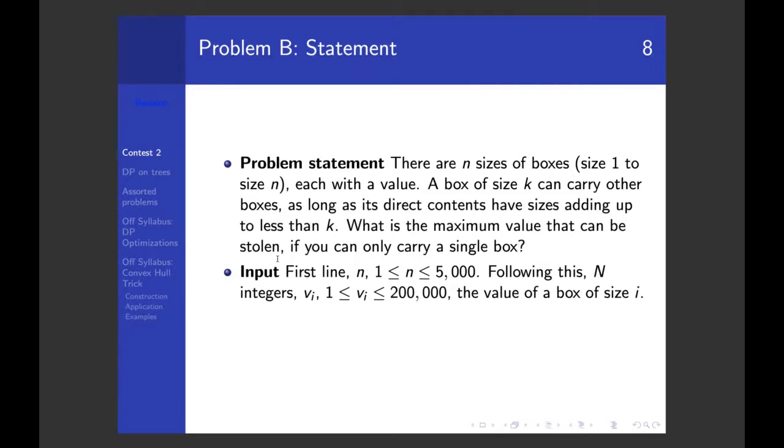Input, you have n up to 5,000. Then you're given the values of each box up to 200,000. And output, one number, the maximum value you can carry in a single box.